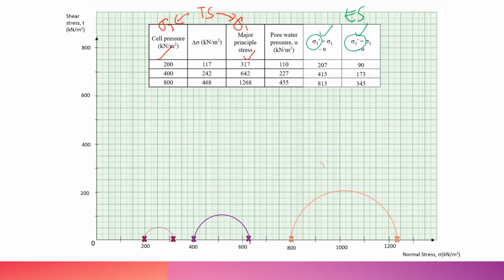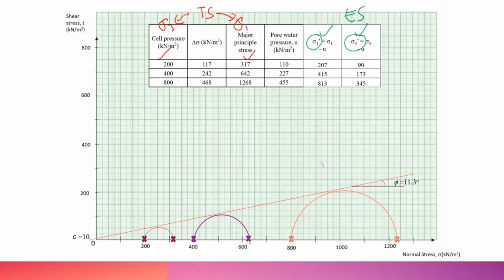Remember, even though you prepare identical specimens, since the states of analysis are different, one is total stress, one is effective stress, they are not going to share the failure plane or the failure line. So they will have their own failure line, which in the end will also give different shear strength parameters. So this is the failure line for total stress.